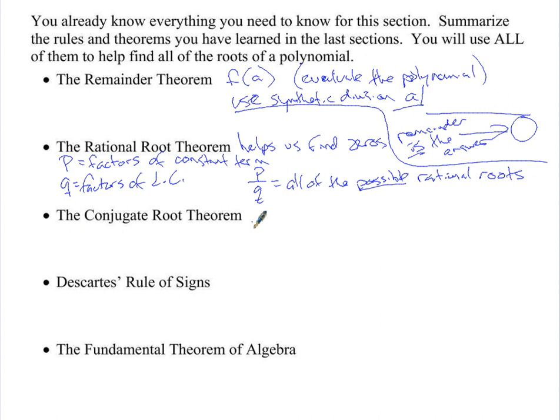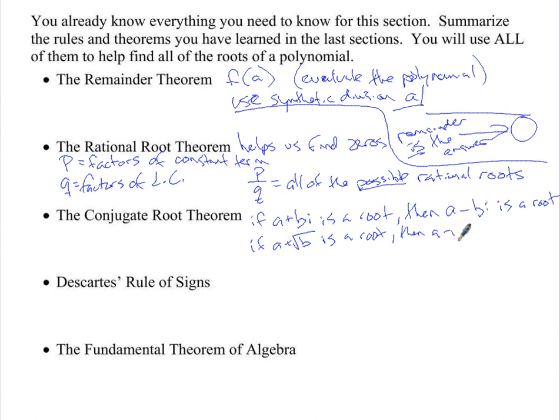The conjugate root theorem says if you're given a root, a plus bi, so if a plus bi is a root, then what? A minus bi is a root also. That's why it's called the conjugate root theorem. Those two things are conjugates. This goes a little farther though, because also if a plus the square root of b is a root, then a minus the square root of b is also a root.